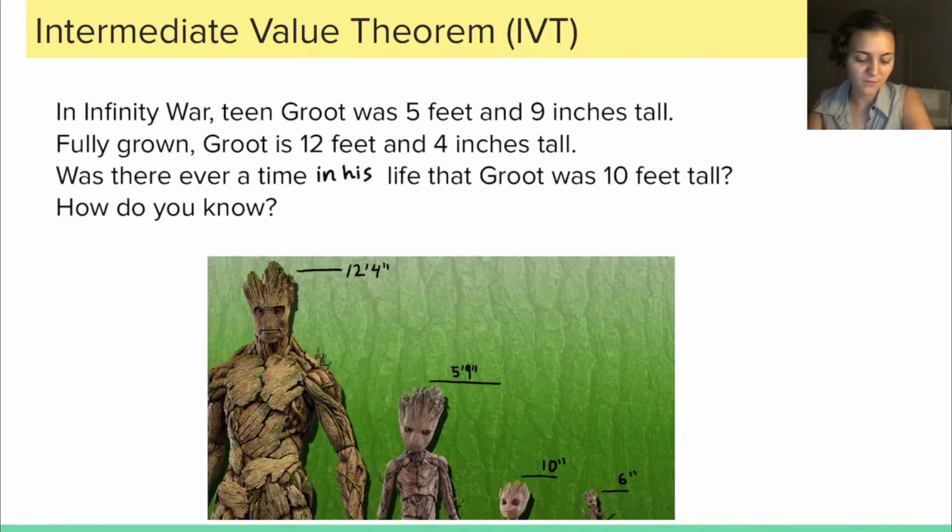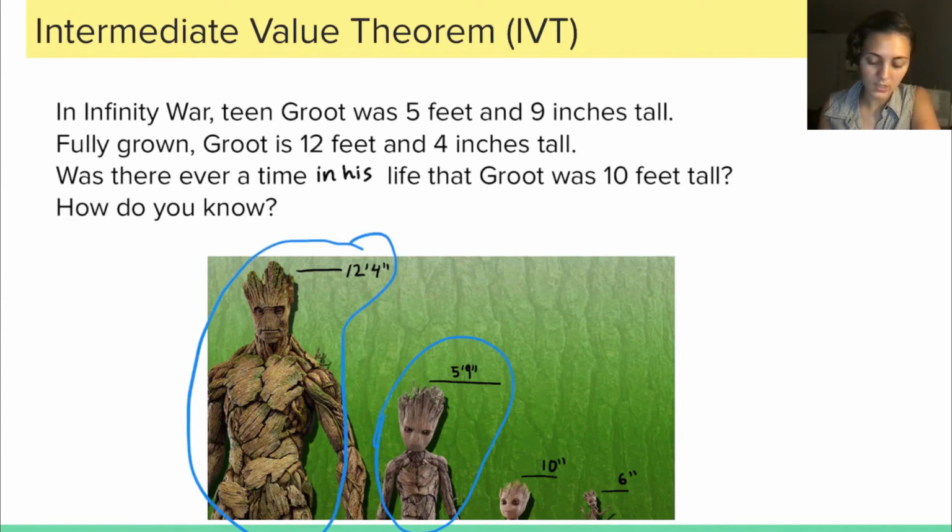So in Infinity War, Teen Groot was 5 feet 9 inches tall. So here he is, Teen Groot, 5 feet 9 inches tall. And then fully grown, Groot is 12 feet and 4 inches tall. Okay, so we have two heights that Groot was. And then here's your question. Was there ever a time in his life that Groot was 10 feet tall? How do you know that?